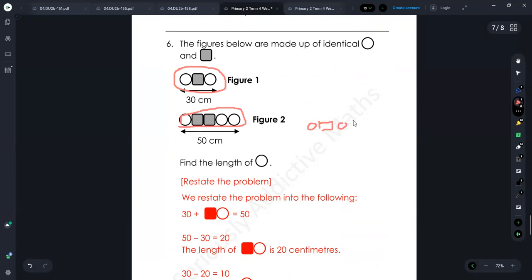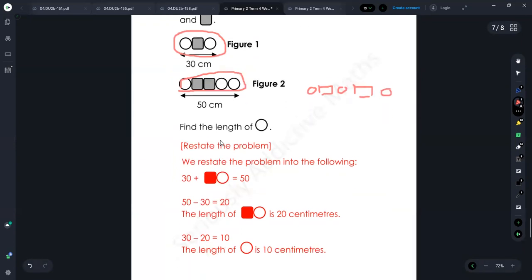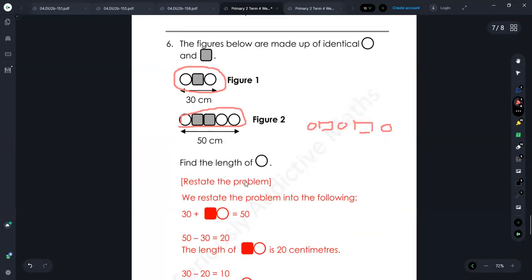And then I have it like that. So they can actually draw it this way. Or they can minus it, right? If you minus this, then they will know that 3 circles and 1 square equals 50 cm. So get them to work it out. They're supposed to find the length of the circle. So we restate the problem: 30 cm plus this 30 cm, plus another 1 square and 1 circle equals 50 cm.